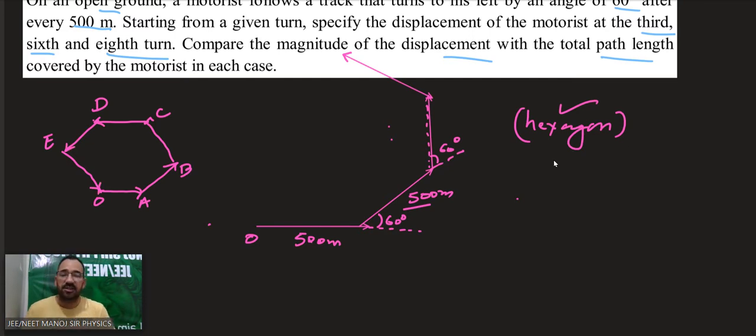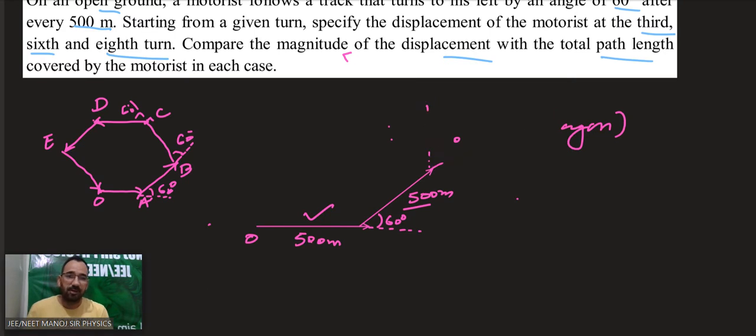All right, let's see what condition is given in particular. That will be a 60 degree left turn in each incline. In each incline, you will get 60 degree. It means this is a regular hexagon. Each side is 500 meter, as I already told you. You need to find out the displacement of the motorist in third. Let's see in third. Okay, now I will take it away, because we already know this thing.